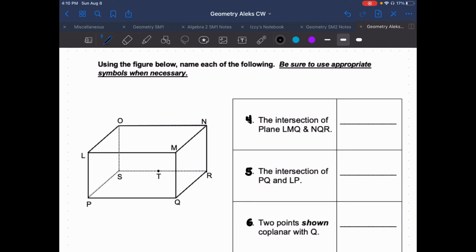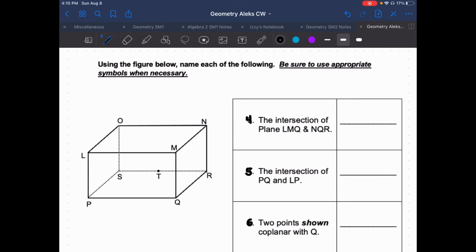So we are going to use the figure below. Name each of the following. Be sure to use appropriate symbols when necessary. All right, the first question is asking me, number 4, the intersection of plane LMQ and NQR. So I'm going to use my highlighter to help me find these 2 planes.